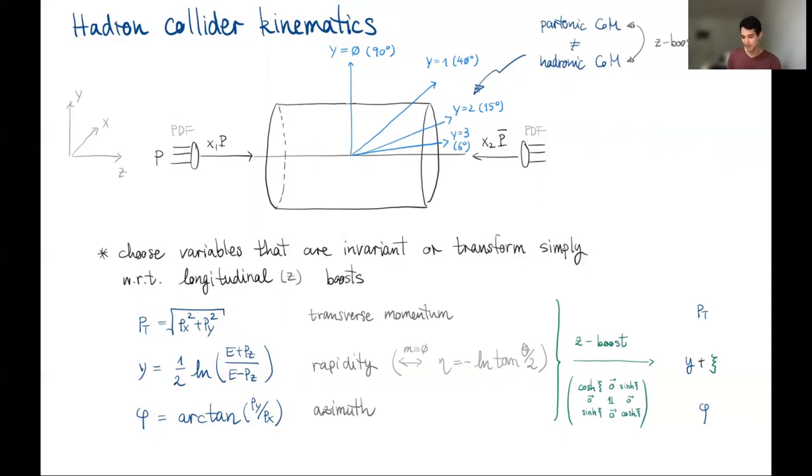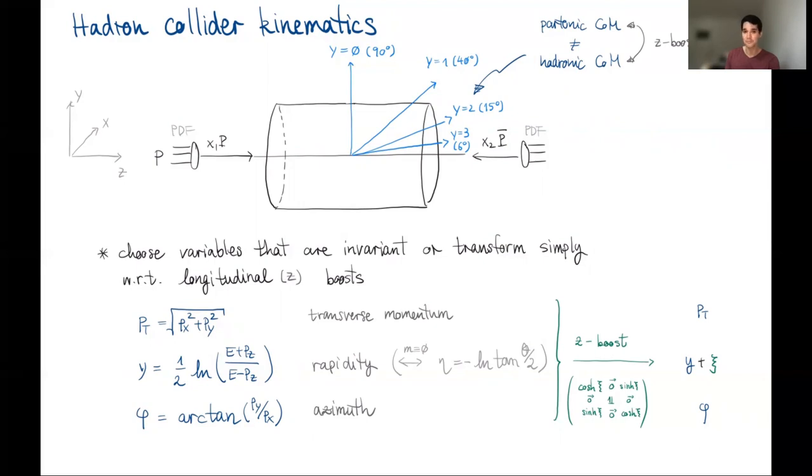The first and the third are actually invariant with respect to such boosts. In the case of the rapidity, it does transform, but it transforms very trivially. Right? So if I do this boost transformation with the velocity psi, the transformation is just rapidity plus psi. So these are the typical variables that will be used once we talk about hadron collider observables and things of that nature.